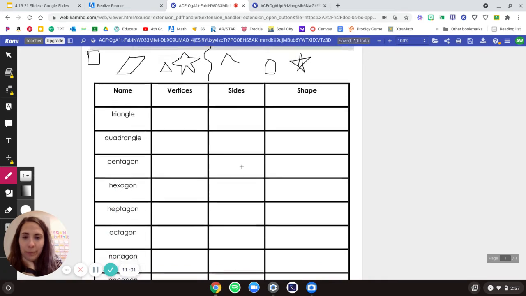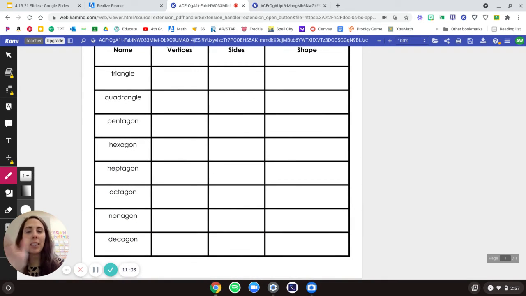Good. All right, so now let's think back to the song and think through all of these words. And we're going to think through the vertices, the sides, and the shapes. We're actually going to do this a little backwards, and we're going to start by drawing the shape. So let's draw a triangle. How many sides does it have? Remember, sides are those straight edges. So it has 3 sides.